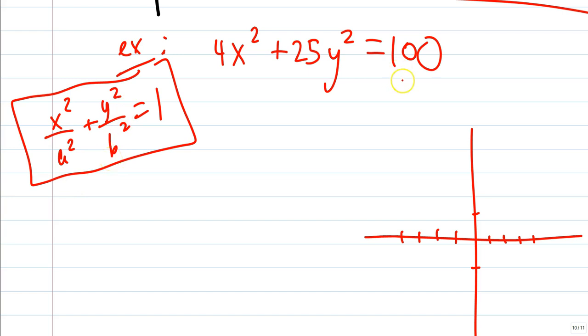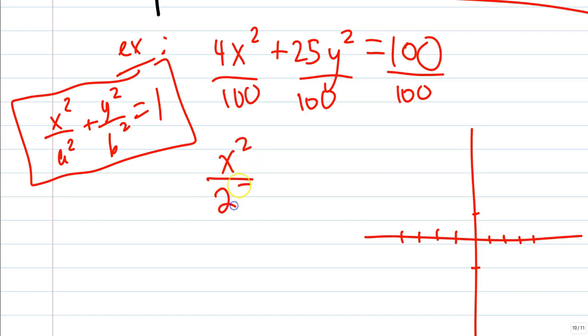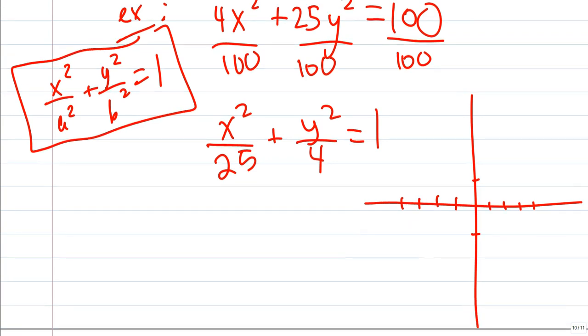How would I do that? How would I get this set equal to 1? How would I get it back in that standard form? We'd divide everything by about 100. 4 over 100 gives me x squared over 25. 25 over 100 gives me y squared over 4. And 100 over 100 is 1. We have now standardized this graph, so I can figure out what are the radii.